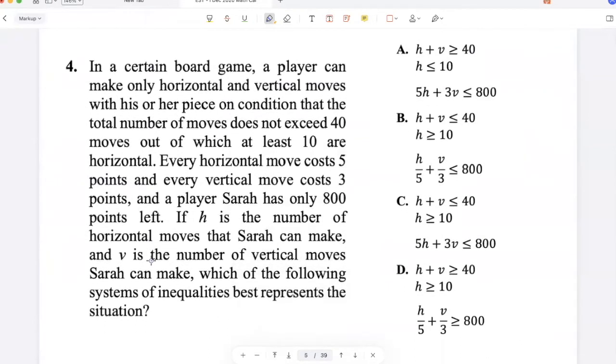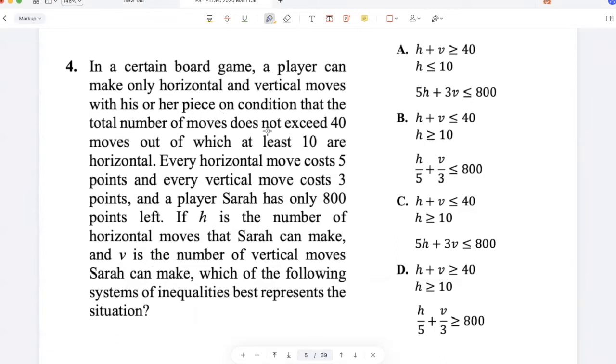In a certain board game, a player can make only horizontal and vertical moves with his or her piece on the condition that the total number of moves does not exceed 40 moves, out of which at least 10 are horizontal. Every horizontal move costs 5 points and every vertical move costs 3 points, and a player, Sarah, has only 800 points left. If H is the number of horizontal moves that Sarah can make and V is the number of vertical moves Sarah can make, which of the following systems of inequalities best represents the situation?